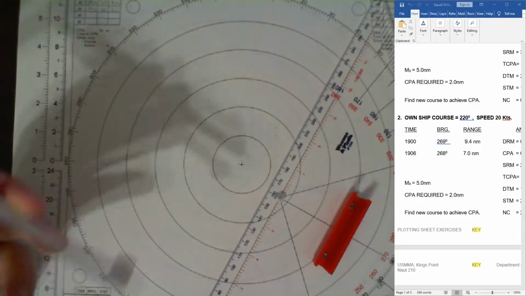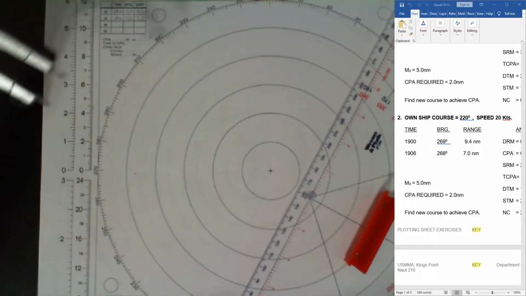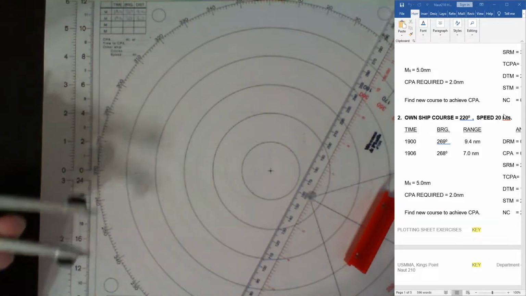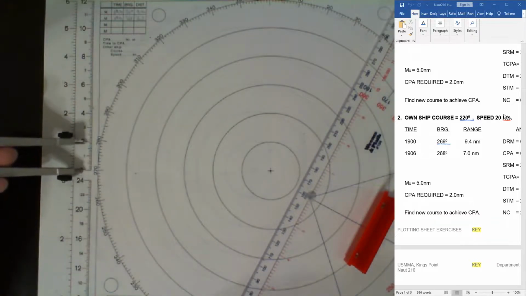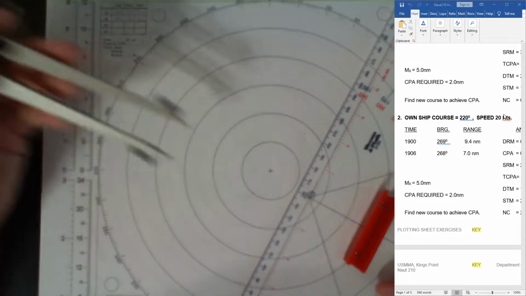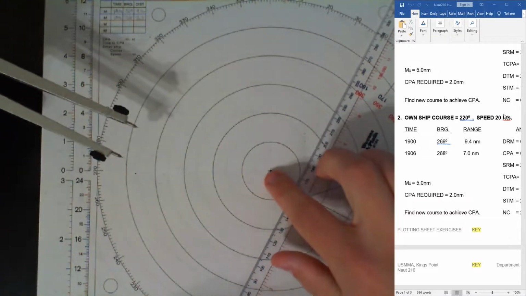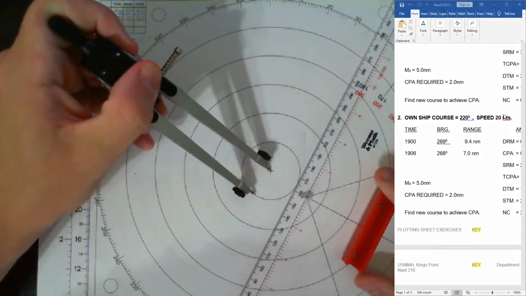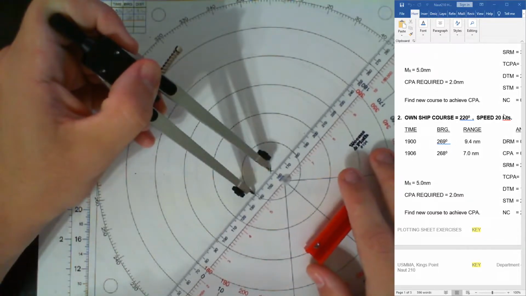So we'll do our own ship's course line first. And this is very simple. We are doing 6-minute increments. So we're going to be dividing 20 by 10 because 6 minutes is 60 divided by 10. So 20 divided by 10 is 2. We're going to be measuring out 0 to 2, and then going to our own ship. That's our own ship right here. And going from 0 to 2 on 220 degrees.